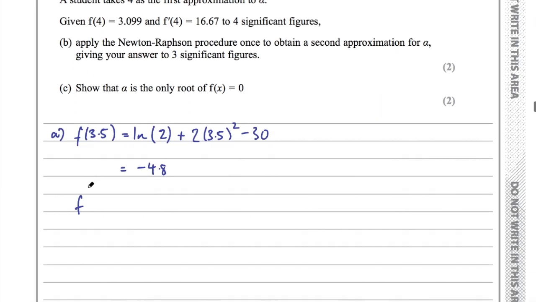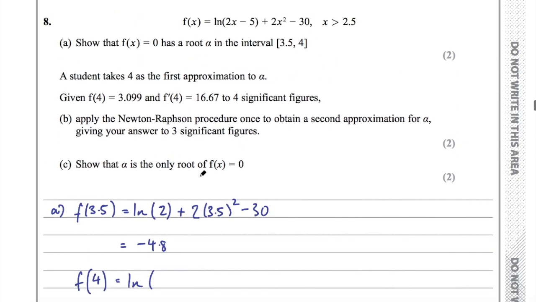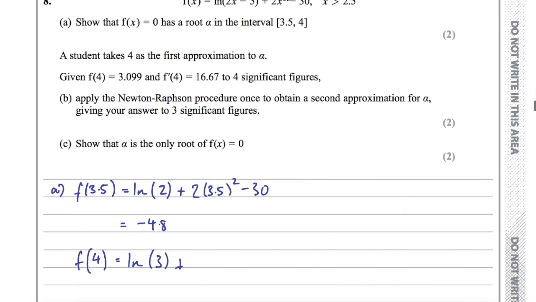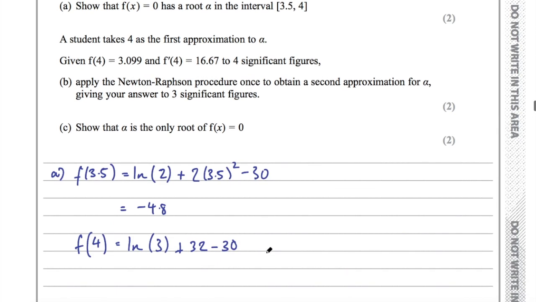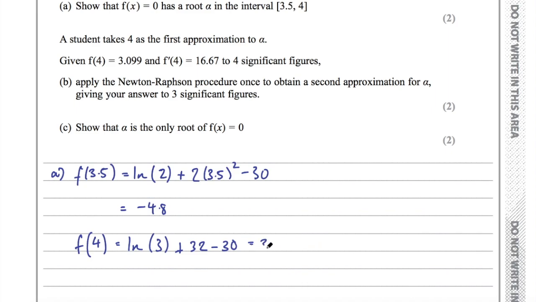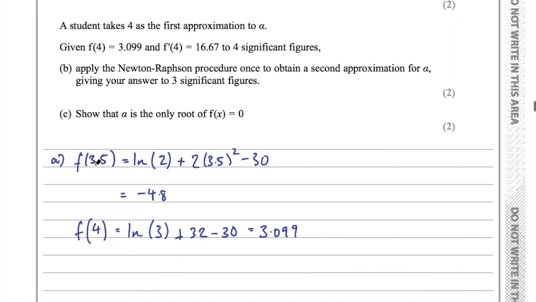Then we want to find f of 4. So this is going to be log of 2 times 4 is 8, minus 5 is 3, log of 3, plus 2 times x squared, 4 squared is 16, 2 times 16 is 32, and then minus 30. Put that into a calculator. So the log of 3 plus 2, that gives us 3.099 approximately. So 3.099. You can see that f of 3.5 is negative and f of 4 is positive.